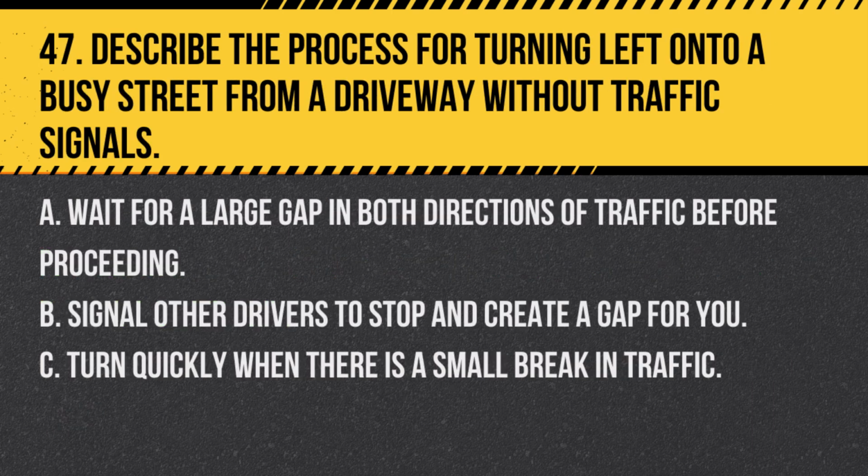Question 47. Describe the process for turning left onto a busy street from a driveway without traffic signals. A. Wait for a large gap in both directions of traffic before proceeding. B. Signal other drivers to stop and create a gap for you. C. Turn quickly when there is a small break in traffic. Answer: A. Wait for a large gap in both directions of traffic before proceeding. Patience and safety are key in such situations without traffic signals.